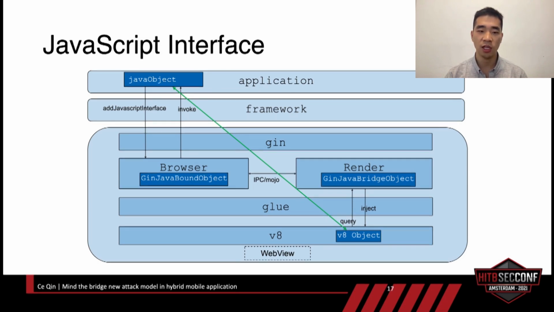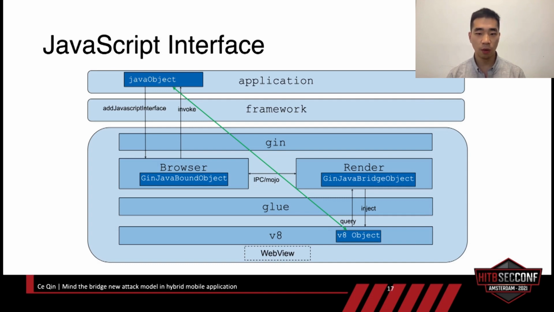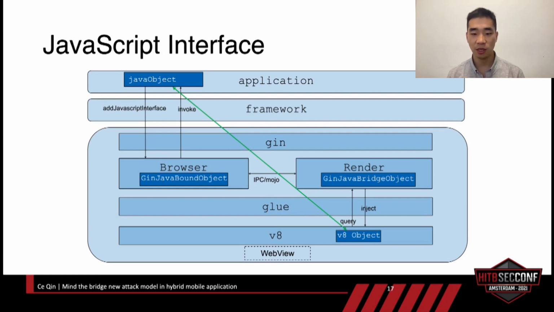object through JNI. The render model also needs an object to interface with the V8 engine, which is called GenJavaBridge. This kind of object will be bound with an empty V8 object. This empty V8 object will be injected into the V8 global environment, so the JavaScript code running in the render thread can access the Java object with the supplied name.